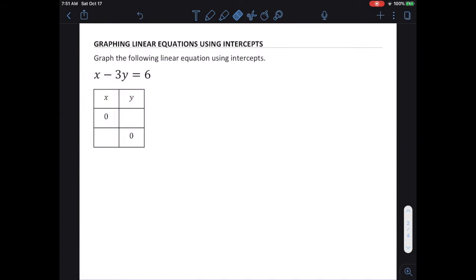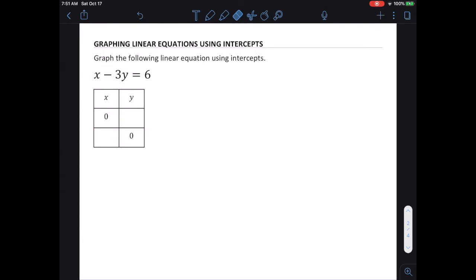Okay, in the first example, we have x minus 3y equals 6, and we're supposed to graph the linear equation using intercepts. In this case, you can see we have a table set up for us. The table only has 2 rows in it, and it has 2 numbers already in the table. It has 2 zeros. When we put zeros in the table like that, what we are finding is the x and the y intercept, because when x is 0, we find the y-intercept, or the point where the line crosses the y-axis. And then when y is 0, we find the x-intercept, or the point where the line crosses the x-axis.